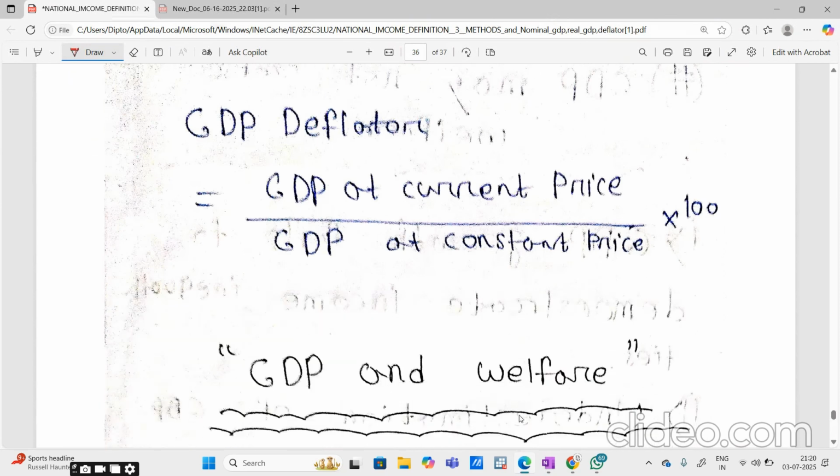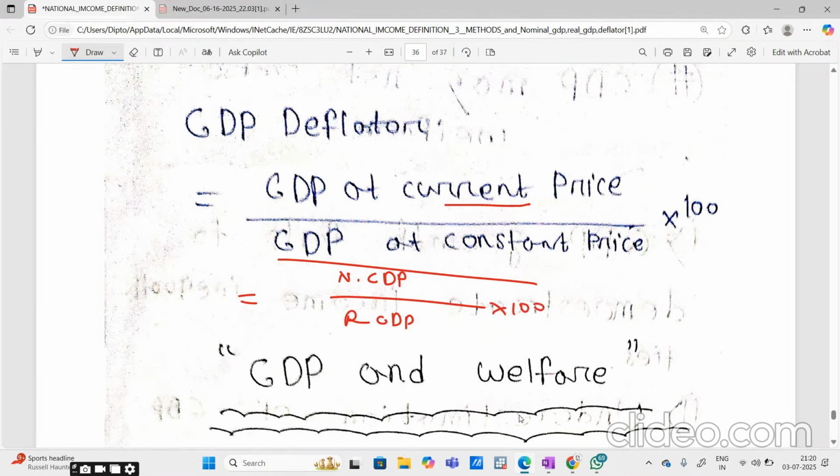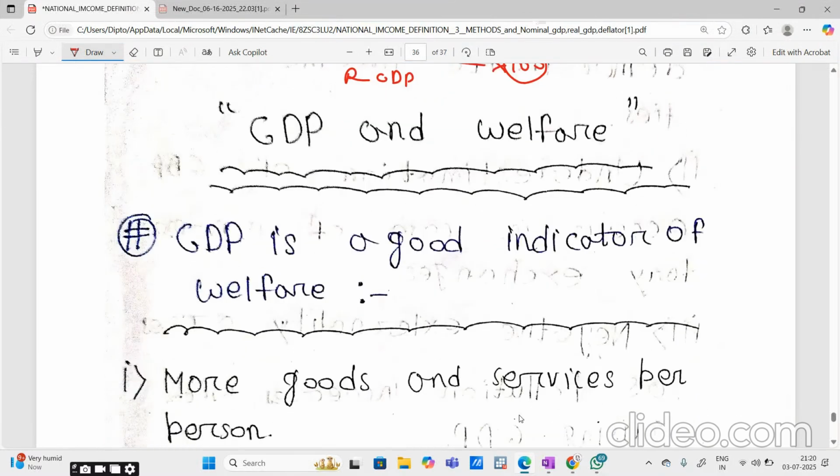You might be a little bit confused. GDP at current price is basically nominal GDP, as I have discussed. GDP at constant price is real GDP, as I have discussed, into 100. It is basically multiplied by 100, which gives us the percentage value. If you don't want to multiply, you may not multiply. It is absolutely okay and fine to not multiply.